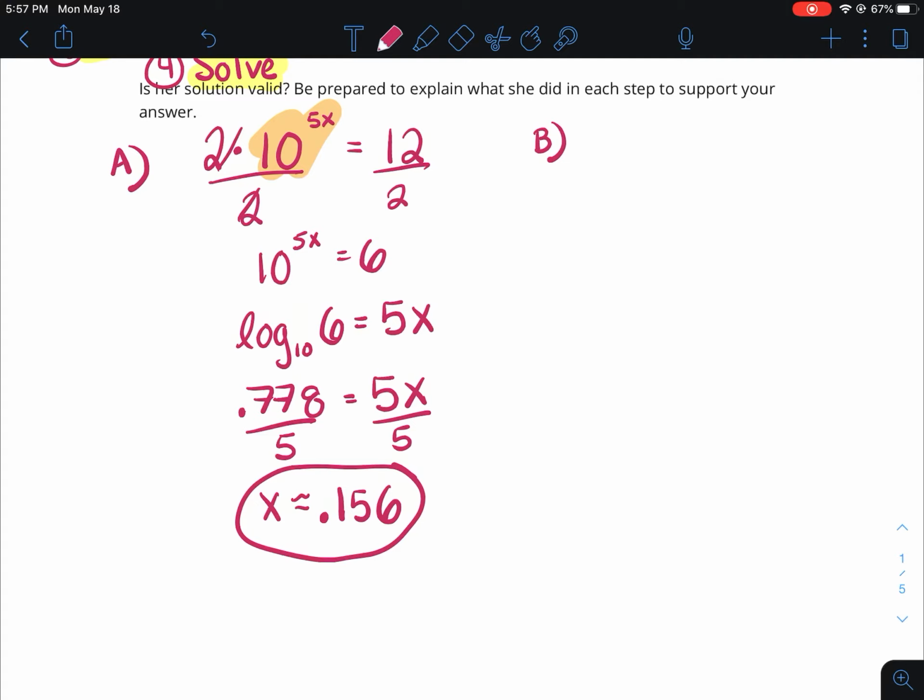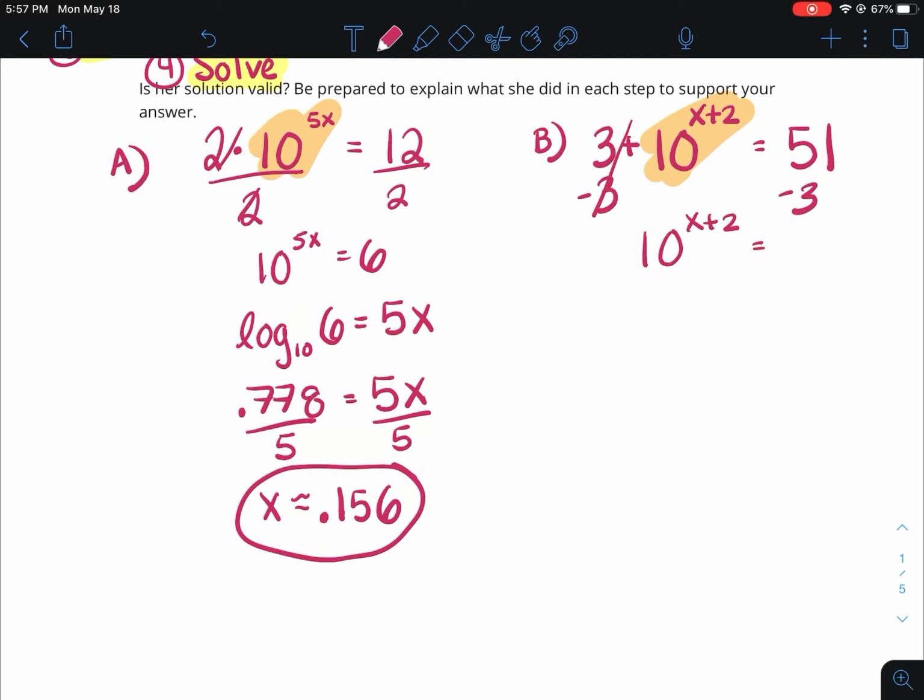So let's try another one. Let's do 3 plus 10 to the power of x plus 2 equals 51. So now this is the exponential part, right? So your first step is to get this alone. So I'm going to subtract 3 because I see that 3 is added. Unlike on A when it was multiply and I needed to divide because divide is the inverse of multiply. Here subtract is the inverse of adding. So that's going to give me 48.